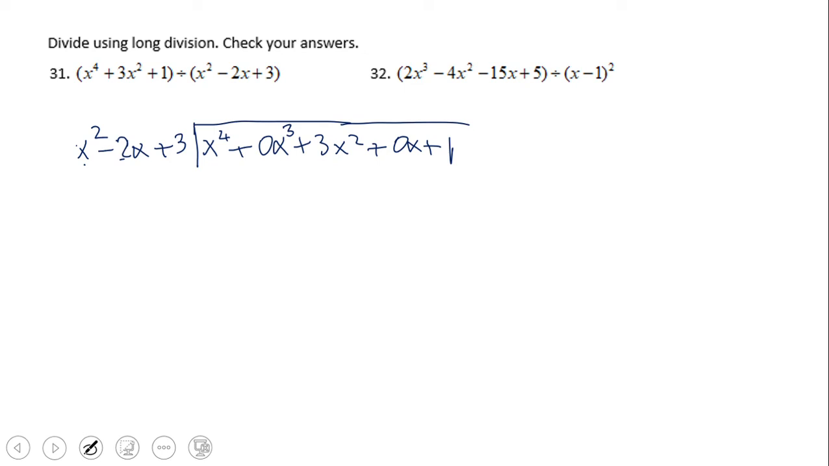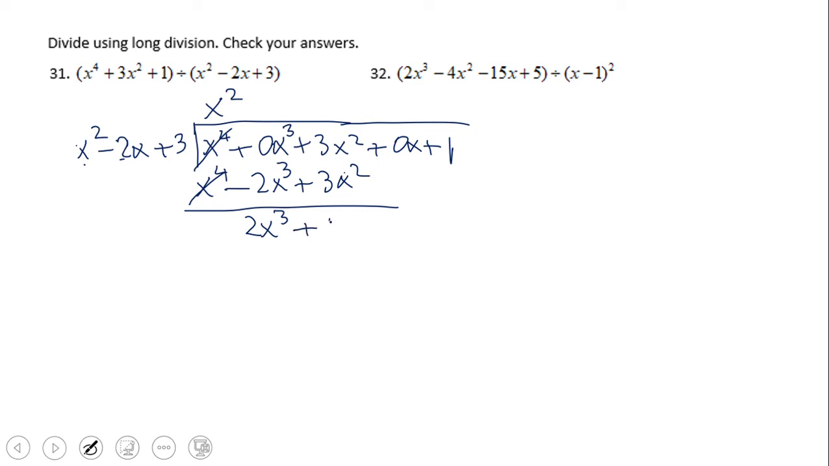And the same story here. What times x squared is x to the 4th power? That will be x squared. x squared times x squared, x to the 4th power. Then x squared times negative 2x, negative 2x cubed. And x squared times 3 is 3x squared. Now again the same thing, subtraction. These two cancel out. Here we have 0x cubed minus negative 2x cubed. That will be positive 2x cubed. And here this one also cancels out, but let's put it as 0x squared plus 0x plus 1.